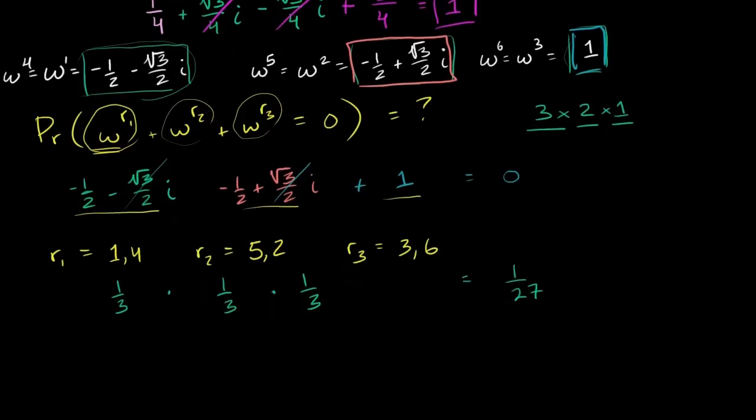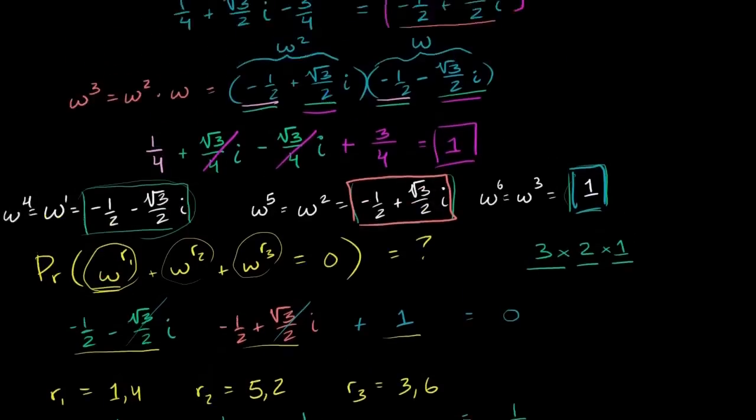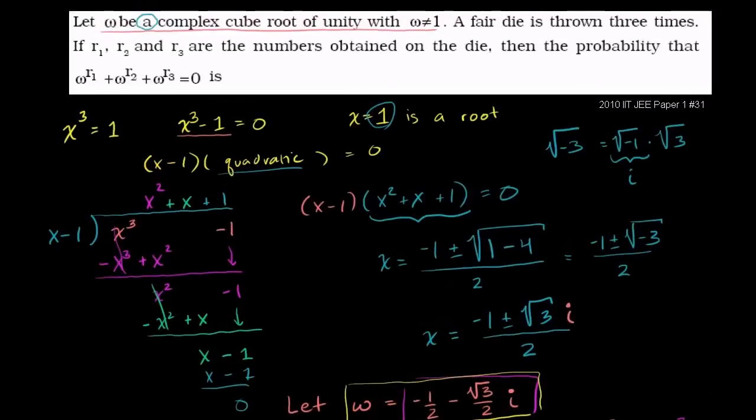So the probability under question, there's 6 arrangements of getting these things to be added up in this way, and the probability of each of them is 1 over 27. So it's equal to 6 over 27. And if you divide the numerator and the denominator by 3, it's equal to 2 over 9. And we're done. It wasn't too bad, I think.